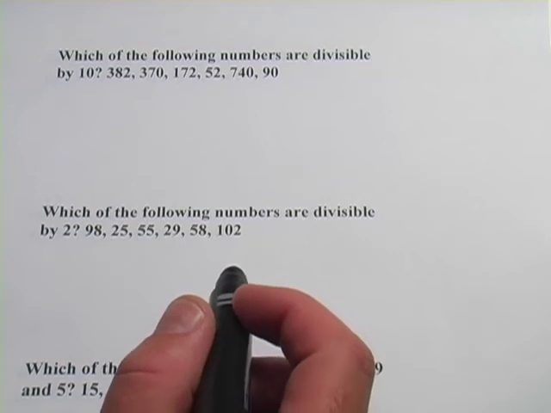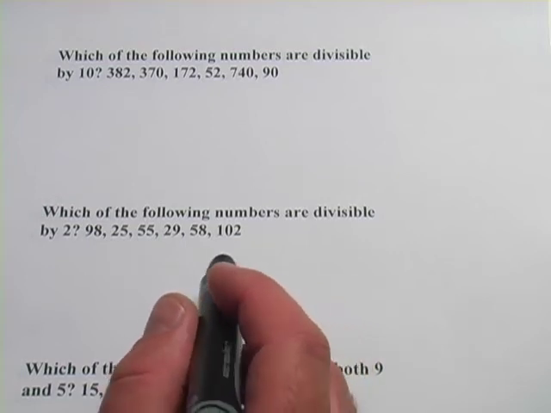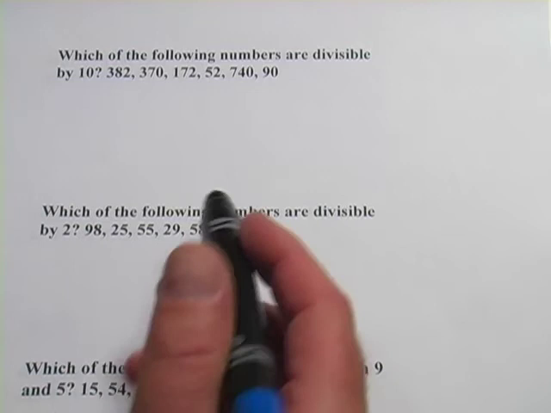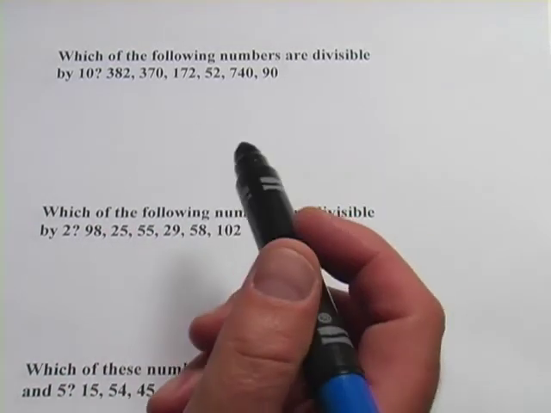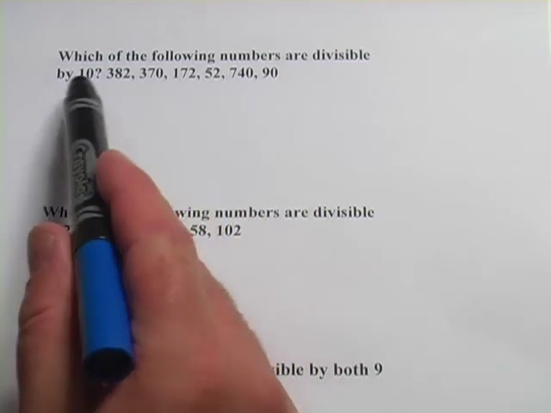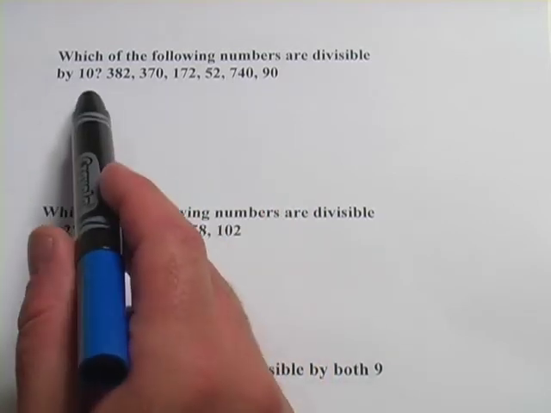These problems are about divisibility. That is, can a number be divided by some other number? Is it divisible by it? And you get a whole number instead of a decimal. And this first question says, which of the following numbers are divisible by 10?